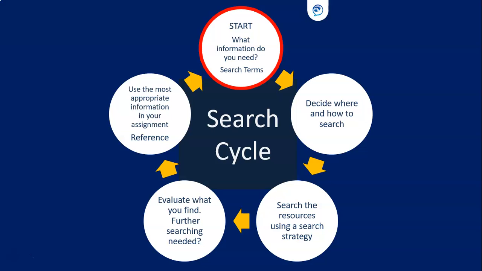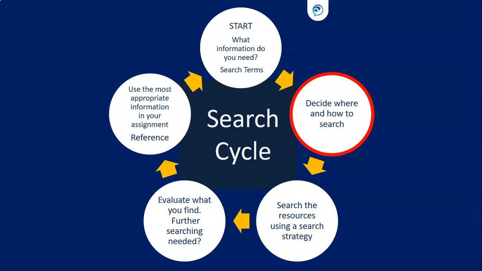So you start by identifying what information you actually need. You might have an assignment brief or an essay title. From this information, you need to pick out exactly what it is you are being asked to research. What are the key concepts or the key terms that you want to search for? Once you've decided on your key terms or key concepts, you then need to decide where you are going to search. What resources are you going to look at?